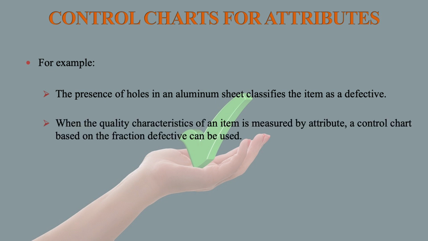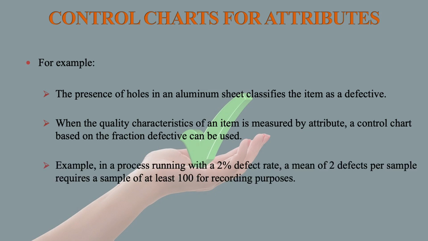When the quality characteristic of an item is measured by attributes, the control chart based on fraction defective can be used. For example, in a process running with a 2% defective rate, a mean of 2 defects per sample requires a sample of at least 100 for recording purposes.